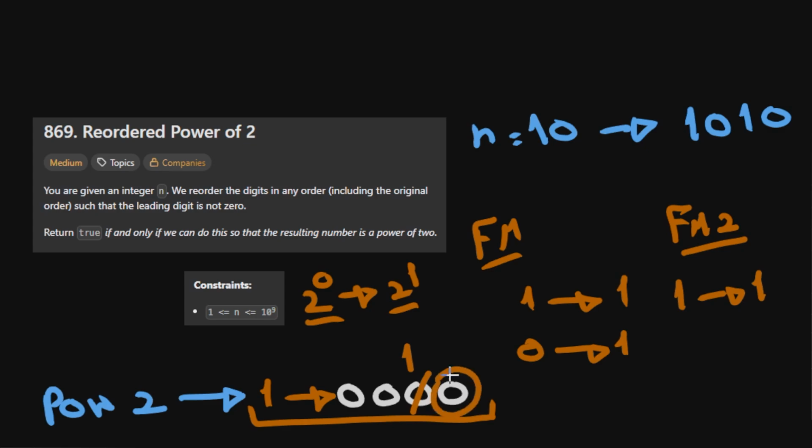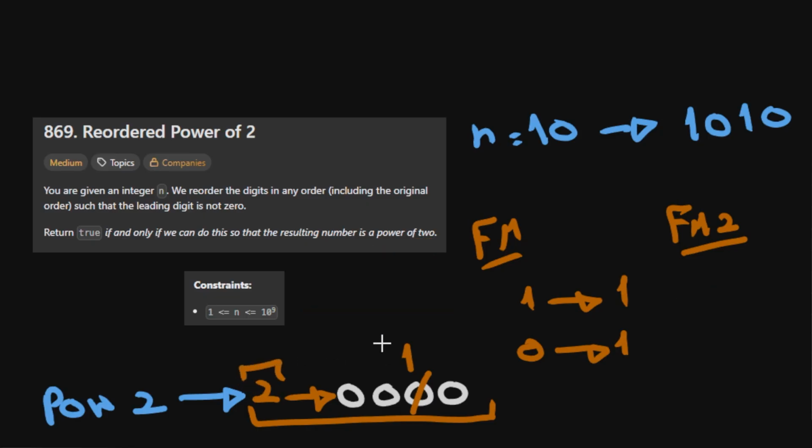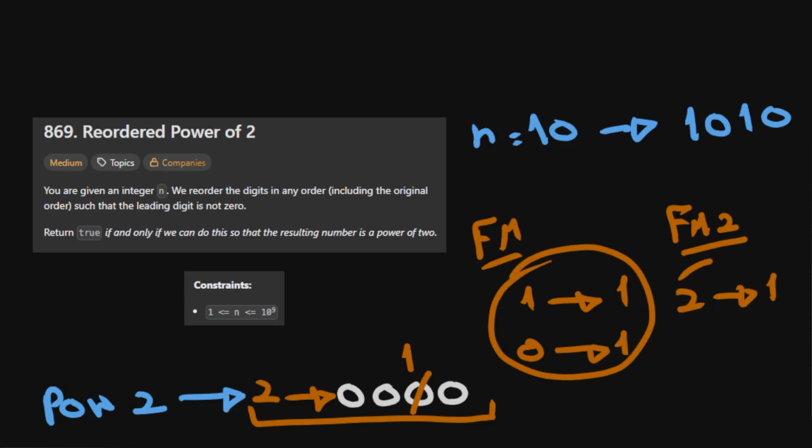Remember before we had the 1 here, now 1 is here. So now we are iterating this power of 2. So we do the same here, we add these digits to a new frequency map. So we add 2 with a count of 1. And we are checking if this map is equal to this map. In this case, it's not.